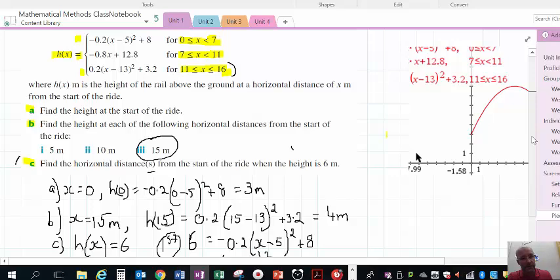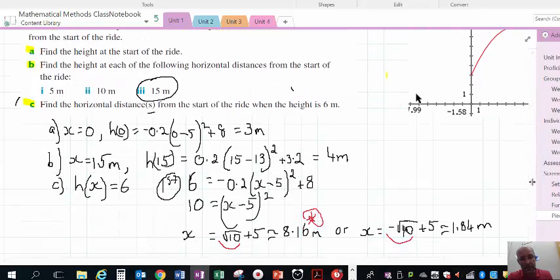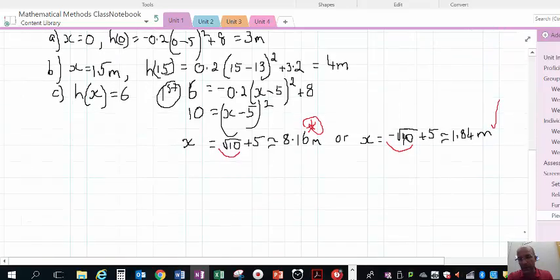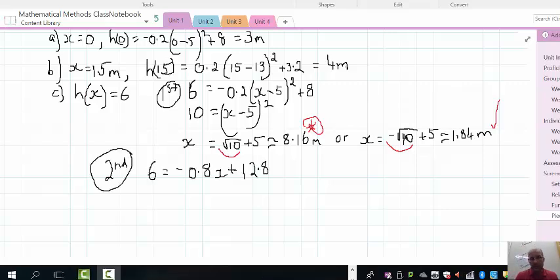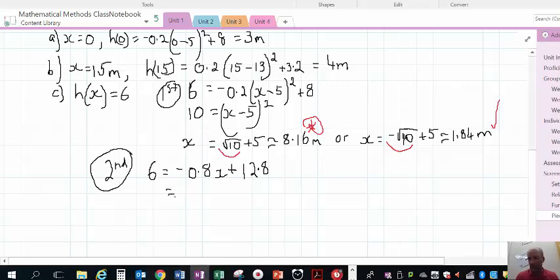The 8.16 answer is invalid because if you look at the domain for the first section, it only goes up to 7. You see that at the top. So that's outside of the domain and that one's not valid. So 1.84 is the one we're after for the first part. Once the roller coaster has moved along about 1.84 meters, it is then 6 meters high at the rail, but that might not be the only solution.